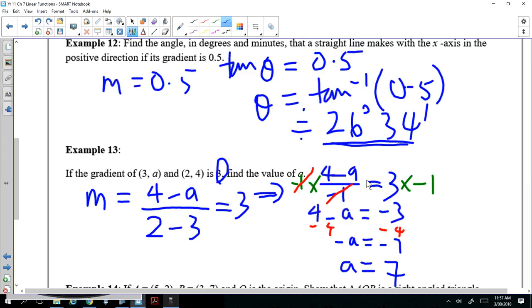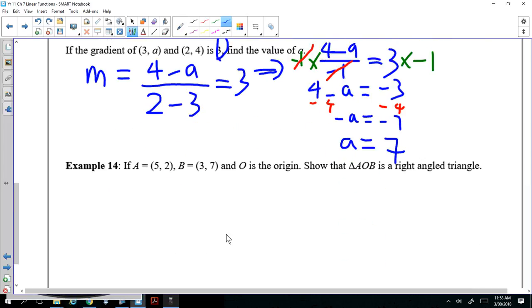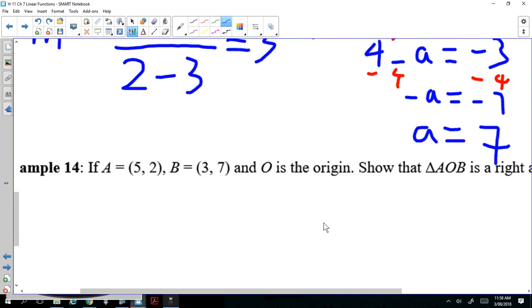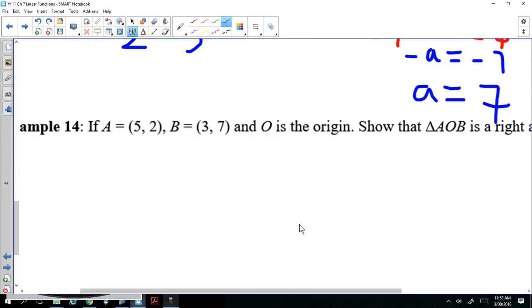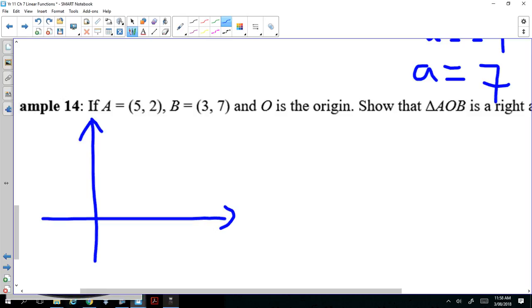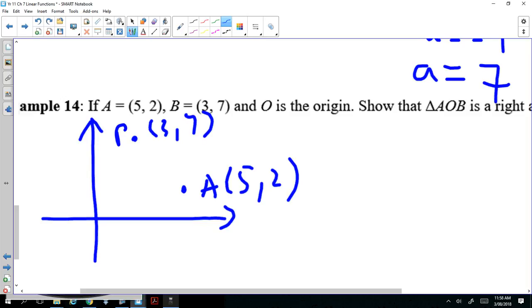Alright, let's look at this. If A is (5, 2), B is (3, 7), and O is the origin, show that AOB is a right angle triangle. So to show it's a right angle triangle, you plot the points: A is 5 across, 2 up, and B is 3, 7. That helps you. But where's the right angle? It could be anywhere. So possibly here. Possibly here.